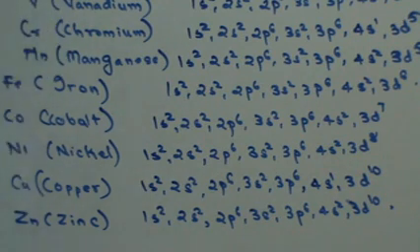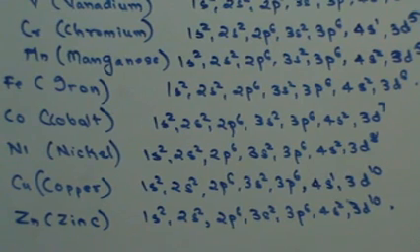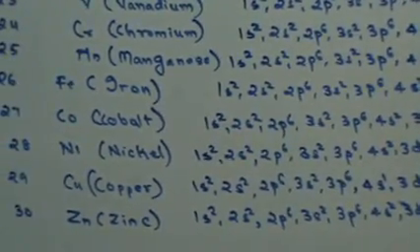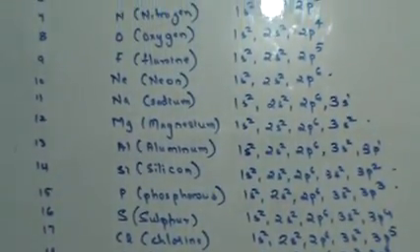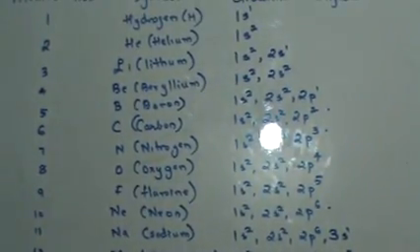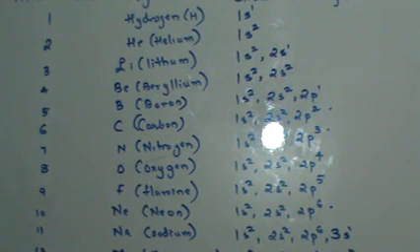Now I'm going to give you randomly. We've done the first 30, now I'm going to randomly give you some elements and I want you all to write its electronic configuration. Fine? Let's see this. See if you can find some sums based on this.